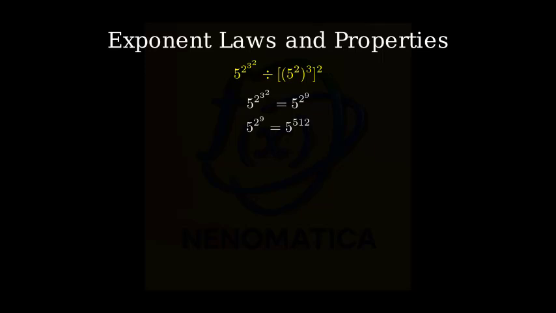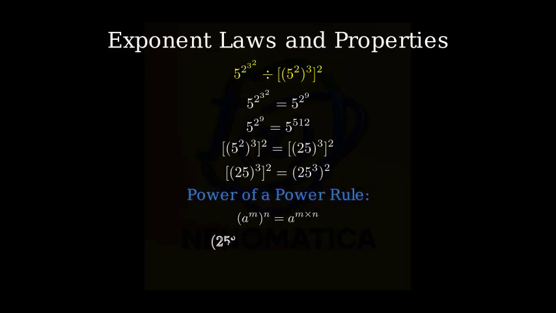So our first term becomes 5 raised to the power of 512. Now, let's simplify the second term. We have the quantity 5 squared, which is 25, raised to the power of 3, which gives us the quantity 25 cubed. And then we square this entire expression, which means we have 25 to the power of 3, all squared. When we have a power raised to another power, we multiply the exponents. So 25 to the power of 3, and that entire expression squared, gives us 25 to the power of 6.